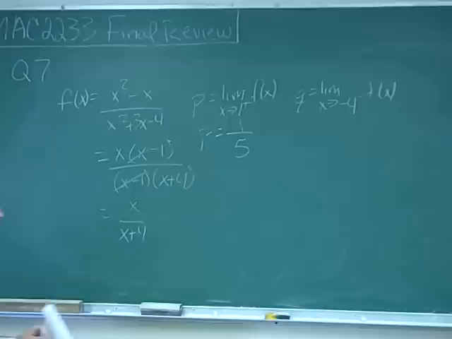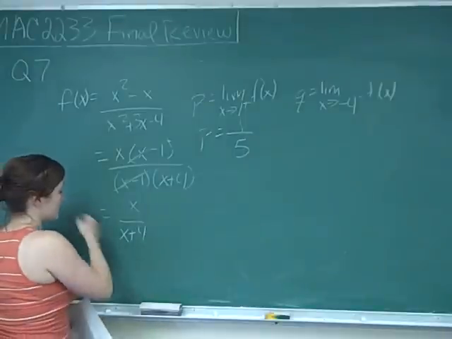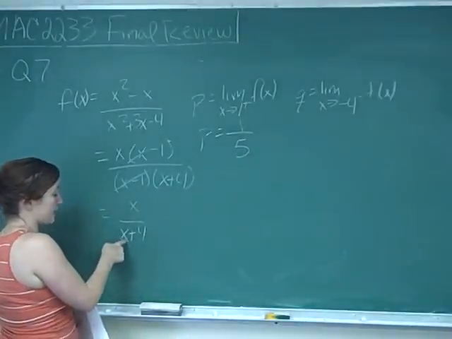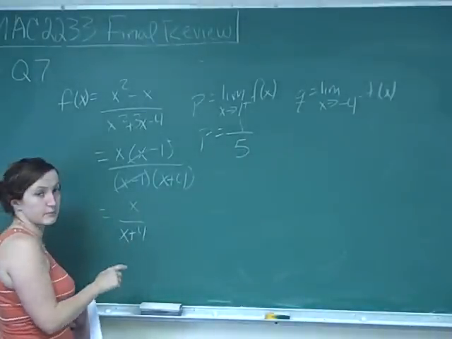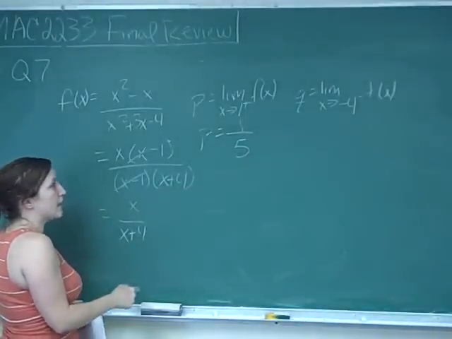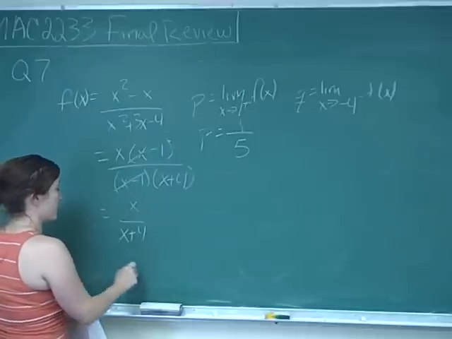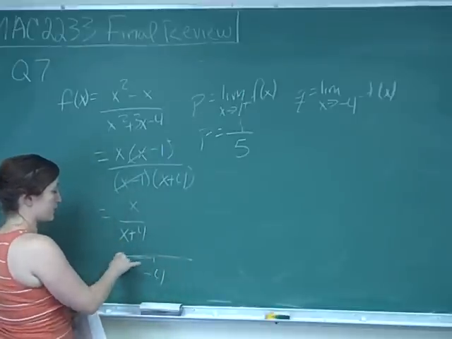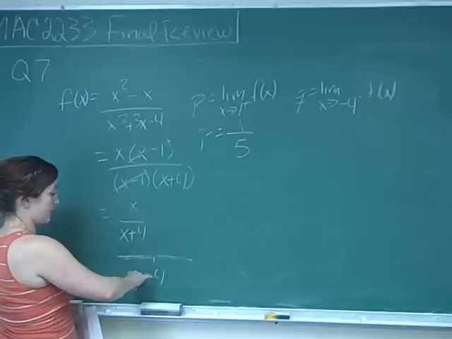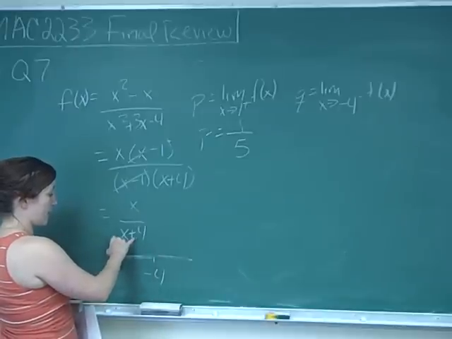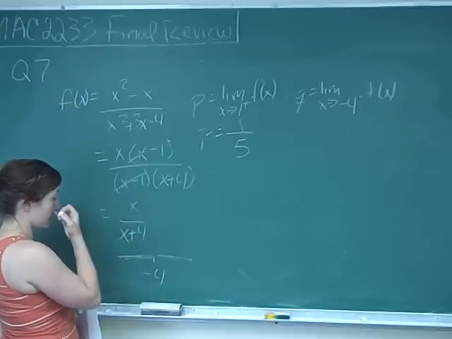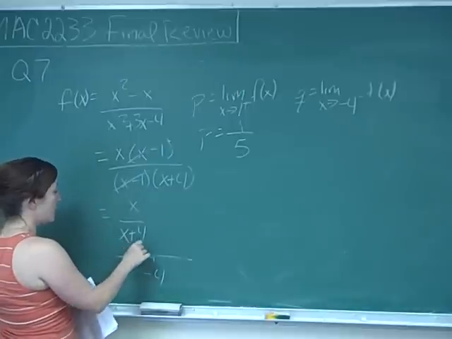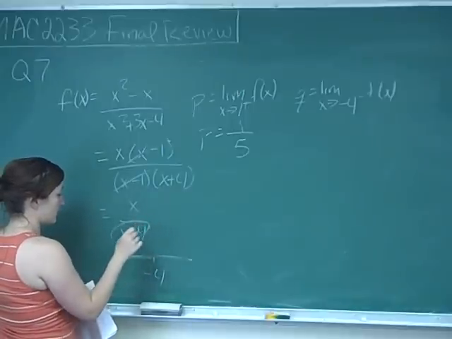But for q, I'm looking at negative 4 from the left-hand side. So what it's saying is that I can't just plug in negative 4. If I did, I would get 0 in my denominator. But if I have values that are approaching negative 4 from the left-hand side, all those values are going to be more negative than negative 4. So any, like, negative 5 plus 4 is going to give me a negative value. So these values are always going to be negative.